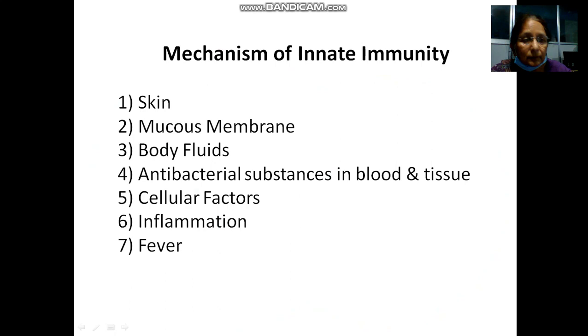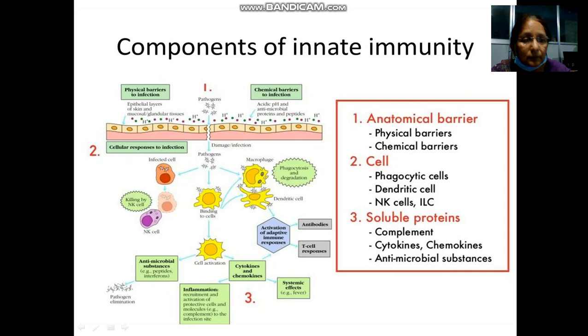What is the mechanism of innate immunity? How does it confer innate immunity? Skin, mucous membrane, body fluids, antibacterial substances in blood and tissue, cellular factors, inflammation and fever, all of them confer the innate immunity. We can categorize them into anatomical barrier, cells and soluble proteins. Anatomical barriers are physical and chemical. In the skin, the chemical barriers are acidic pH and antimicrobial proteins and peptides in the secretion of sebum and sweat or tears and other secretions.